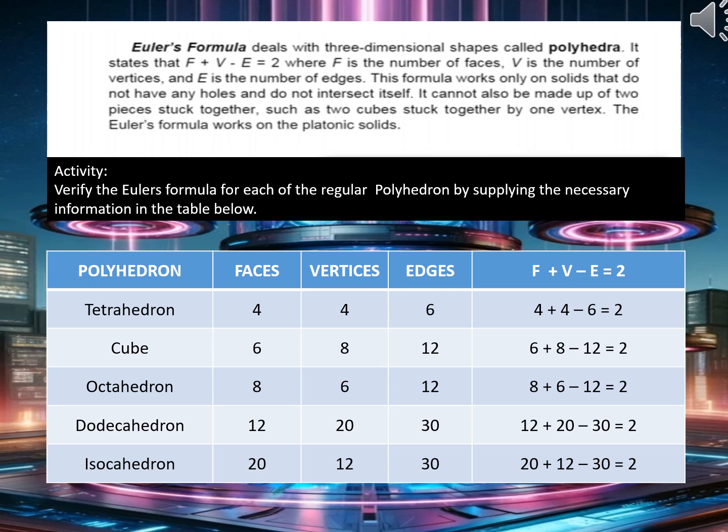Euler's formula deals with the three-dimensional shapes called polyhedra. It states that f plus v minus e is equal to 2, where f is the number of faces, v is the number of vertices, and e is the number of edges. This formula works only on solids that do not have any holes and do not intersect themselves. It cannot also be made up of 2 pieces stuck together, such as 2 cubes stuck together by one vertex. Euler's formula works on a platonic solid.